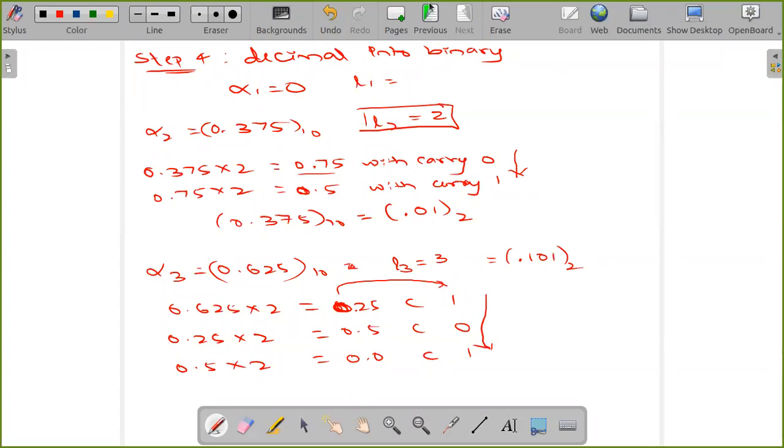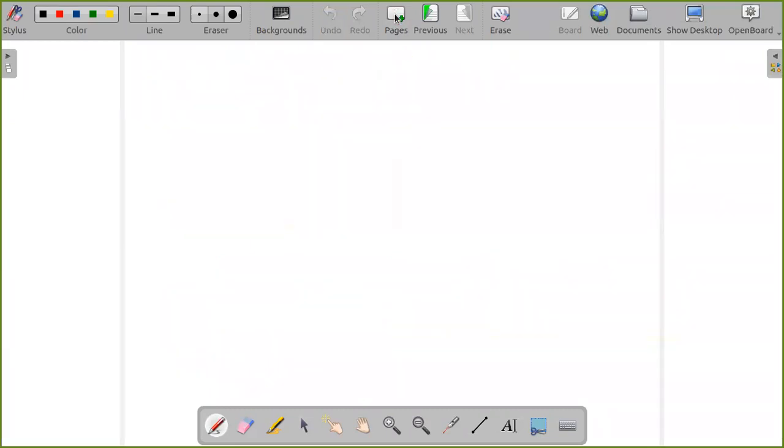Now go for alpha 4. What is the value of alpha 4? 0.8125 in decimal. Now what is the L value, to get how many bits? That is why I require it. L is also 3 here. Now I want to convert this into binary. Do it now: 0.8125 into 2. How much is it? 0.8125 into 2.